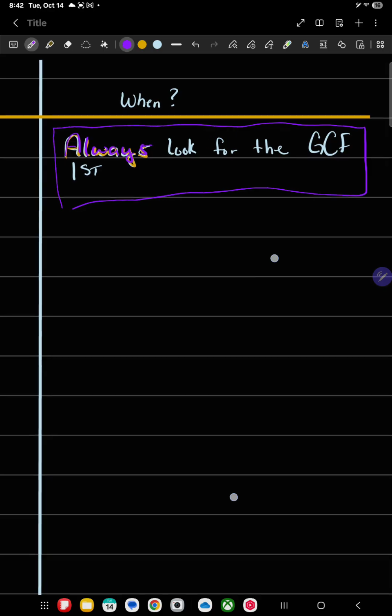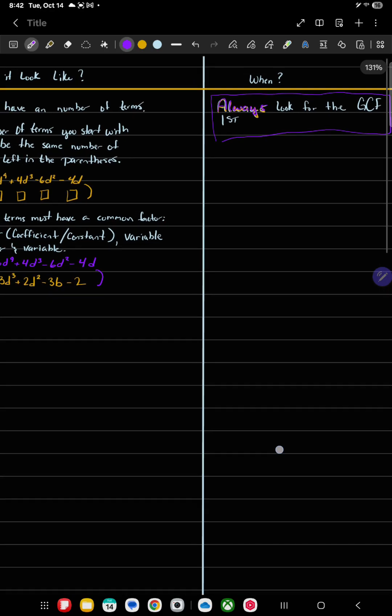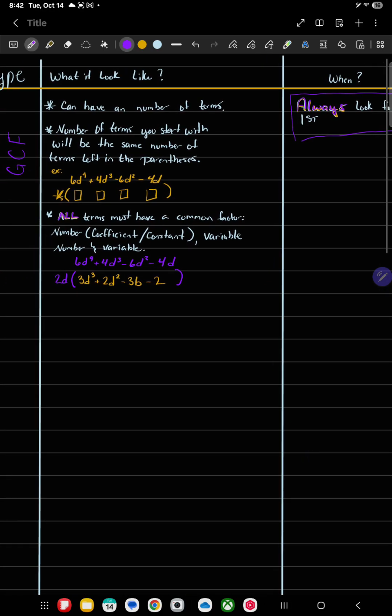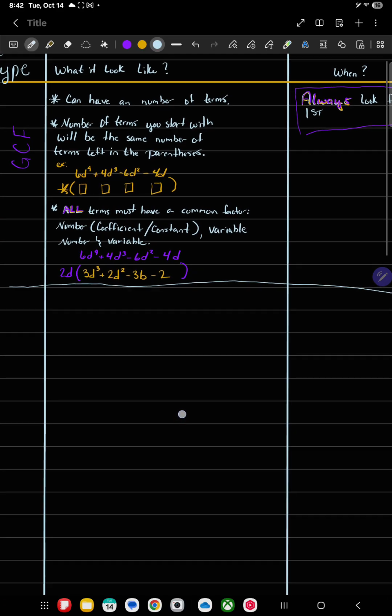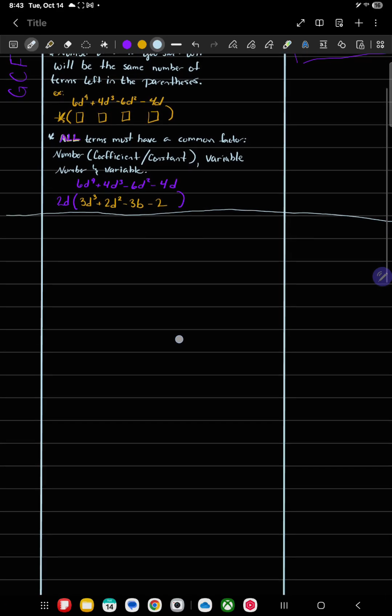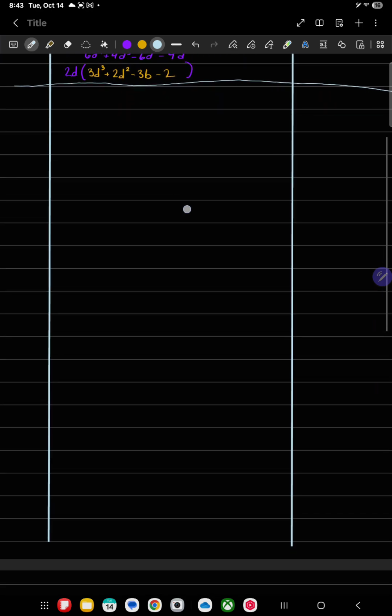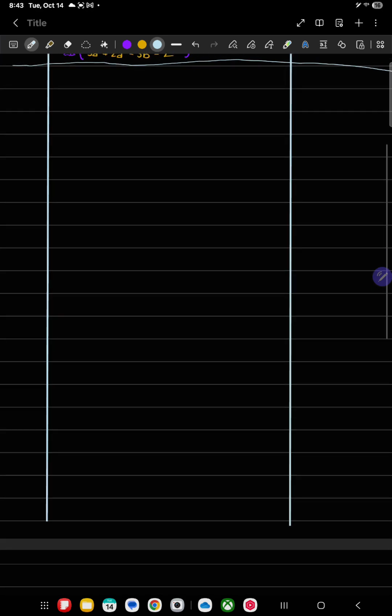Let's move on. All right, so since we're done with greatest common factor stuff, let's now move to write this down on the side over here.